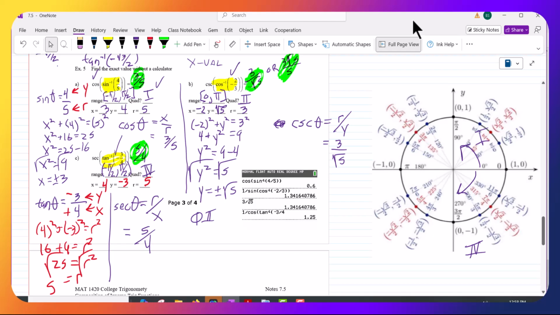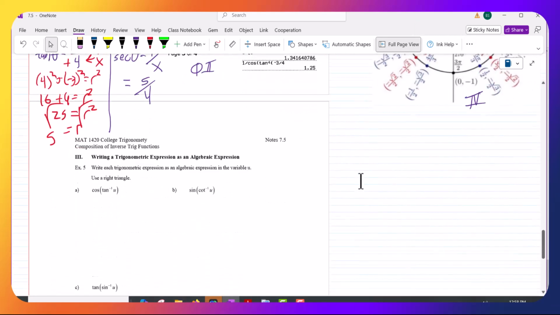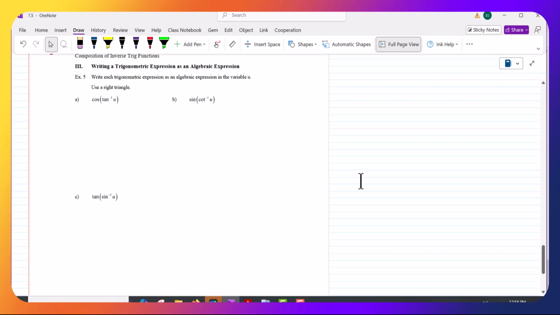But you want to be able to do this analytically. When you're doing another exam in this class, you'll do this without a calculator. Okay, last thing I want to do is, and I don't give homework on this necessarily, but this is something if you're a Calculus 2 student, you actually do from time to time. So what we're going to do is write each trig expression as an algebraic expression in terms of a variable u. The way to do this is to do a triangle.